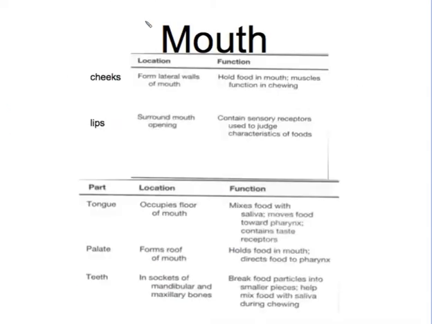Okay, back to the mouth as a whole. So again, this is just kind of a cliff notes of everything we've talked about. So your cheeks are the lateral walls of your mouth. They hold food in the mouth and help to chew. Your lips surround the mouth. They have receptors to judge characteristics such as temperature and texture. Your tongue is on the floor, which mixes your food with saliva, moves food towards the pharynx, and has taste receptors.